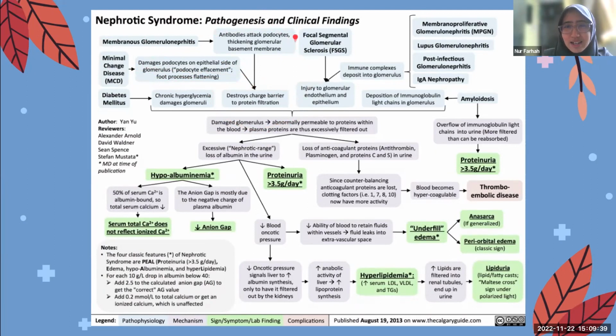Okay, so next you will have the type of focal segmental glomerulosclerosis. Here it is regarding the immune complex. Once the immune complex is deposited into the glomerulus, it will also injure the barrier. So it also leads to the same presentation, where the protein will be massively filtered out. Okay, so under here is just the presentation that I mentioned, which is the clinical syndrome: hypoalbuminemia, proteinuria, and also hyperlipidemia.